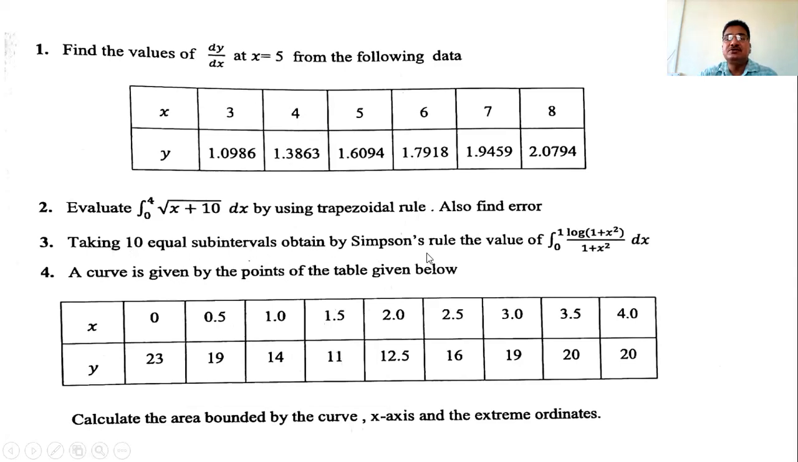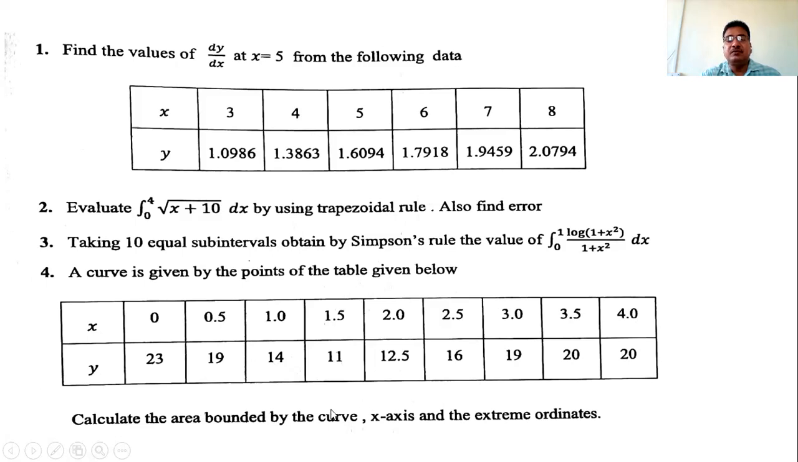Taking 10 subintervals, obtain by Simpson's rule the value of this quantity. Again integration by 10 subintervals, 10 strips. And here the table is given. If the table is given, then there is no need to find n or f(x). So directly write: area bounded by the curve, x-axis and the extreme ordinates is equal to integration 0 to 4 of y dx.